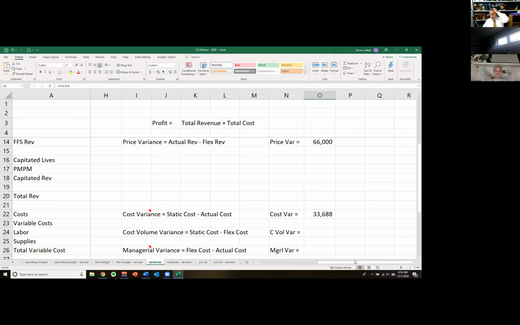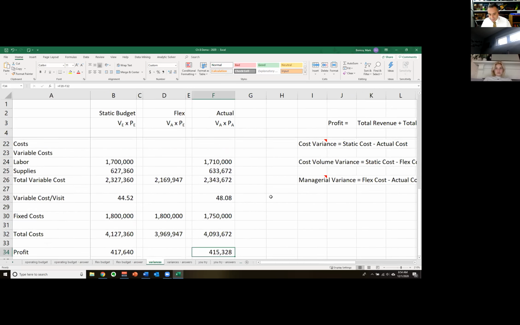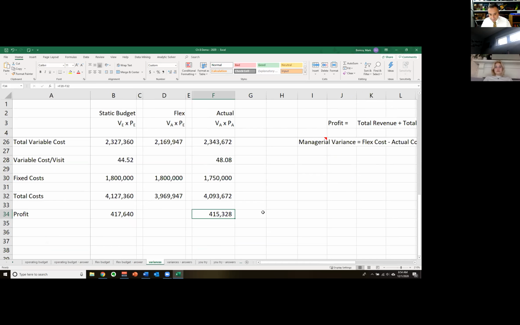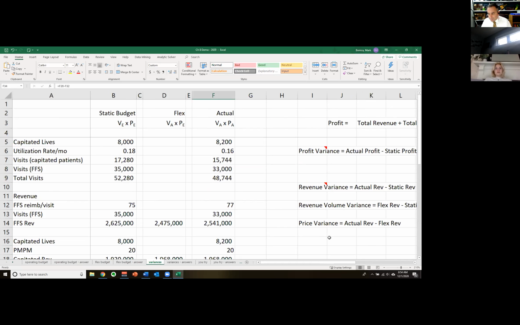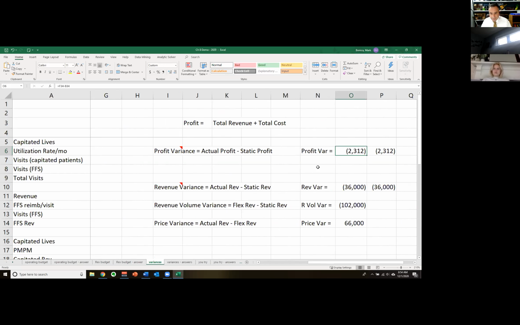And that's not true, right? They actually had profit of 415,000. They didn't have a loss of 2,300. They just overestimated their profit by 2,300. So it's important to remember when you're looking at variances that, in particular, a negative profit variance is not a loss, right? Because they still have a profit, but they overestimated their profit by 2,300.